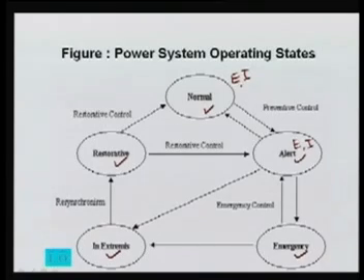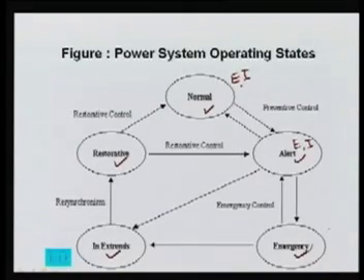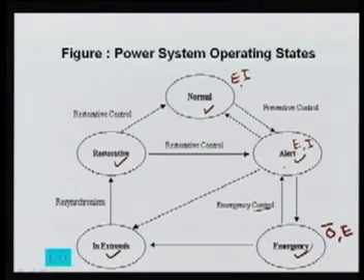In the event it is not possible, if you are not taking any preventive control here, that is going back, then what will happen? If there is another contingency, then your system may go into the emergency state, where your operating constraints are not satisfied, means here your equality, that is load constraints, are satisfied. So in the emergency control, if you are landing up, then you have to use the emergency control to bring back to the alert state, and then finally you can go to the normal state.